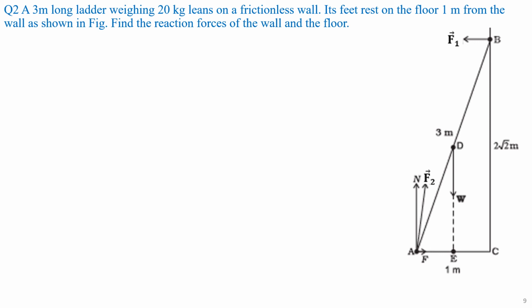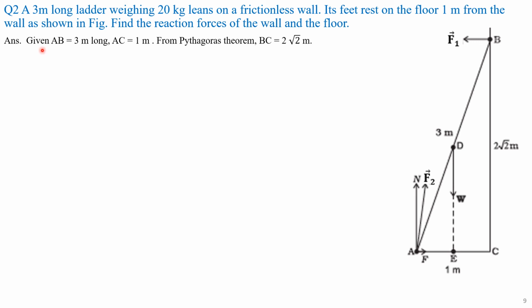AB is the ladder and BC is the frictionless wall. The length of the ladder, which is inclined, is 3 meters, and the distance between the foot of the ladder and the wall is 1 meter. This is given in the figure. So using Pythagoras theorem, we can find the length BC. That is, AB square is equal to BC square plus AC square. Substituting the values, we get BC equal to 2 root 2. Let us solve it.